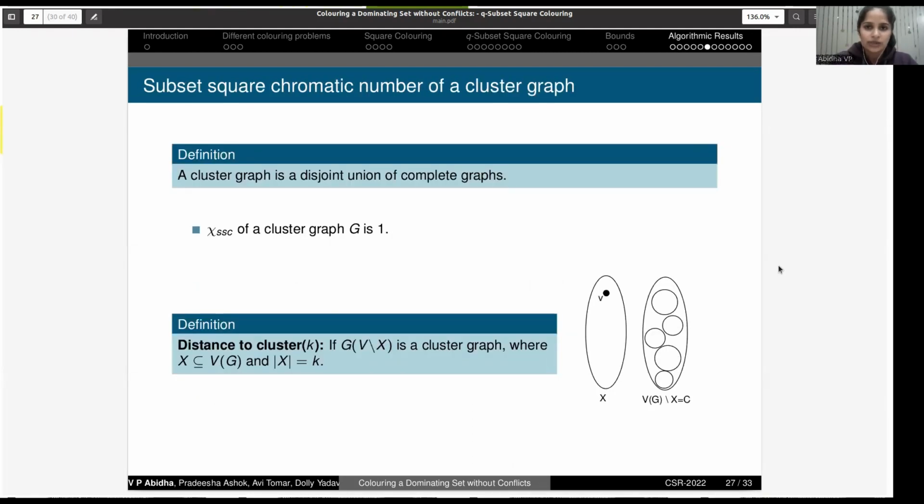Now we can take a closer look at the parameter distance to cluster. A cluster graph is a disjoint union of complete graphs. The subset square chromatic number of a complete graph is 1, so the subset square chromatic number of a cluster graph is also 1. The distance to cluster parameter is defined as follows: if we remove a set of vertices X from the graph, and the remaining graph G minus X is a cluster graph, then the cardinality of X is called the distance to cluster. We are considering this as our parameter.